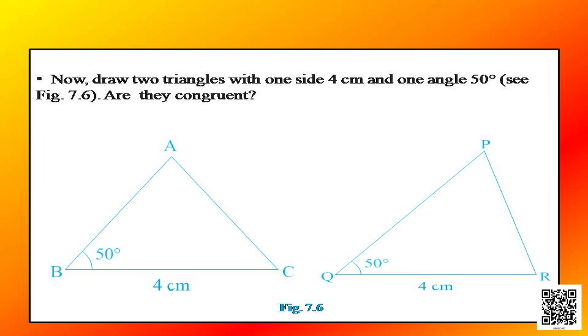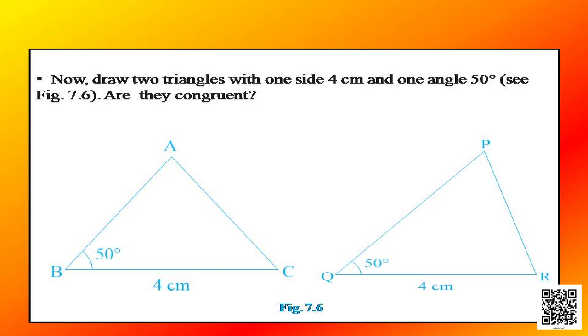And the included angle, that means the angle between side AB and BC, is 50 degrees, and in the same way the included angle, that is the angle between PQ and QR, is 50 degrees. That means we have two equal sides, and the included angle is also equal in both triangles. So we can say that these two triangles are congruent to each other.